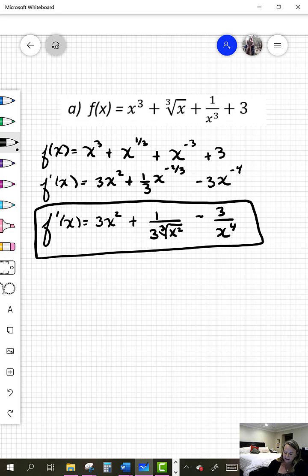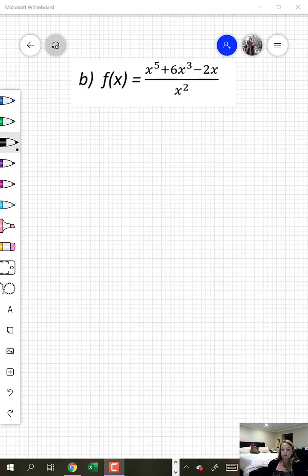That is 5a. 5b. We have the following. F of x is equal to x to the 5th plus 6x cubed minus 2x, and that is all over that whole quantity I just gave you, x squared.